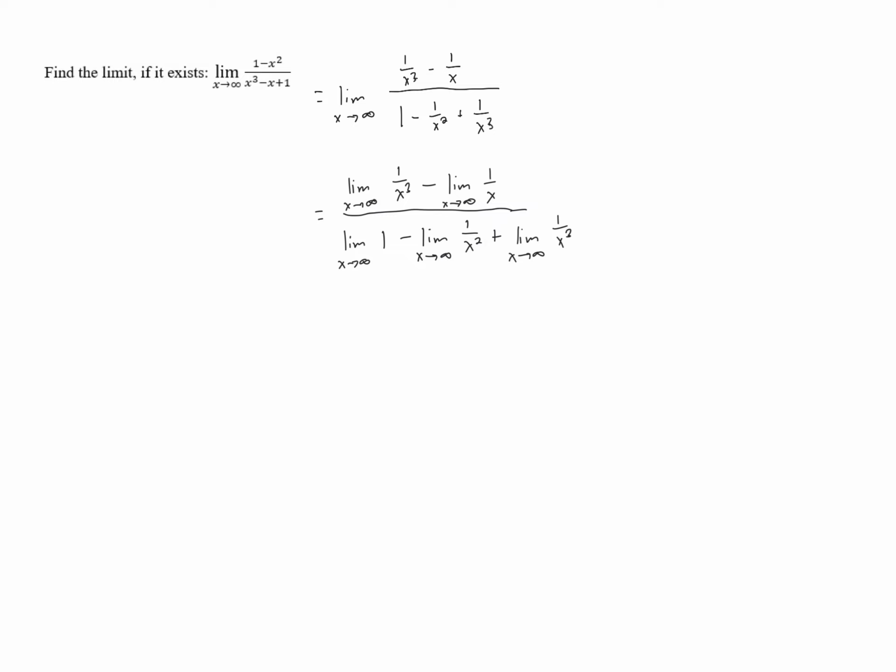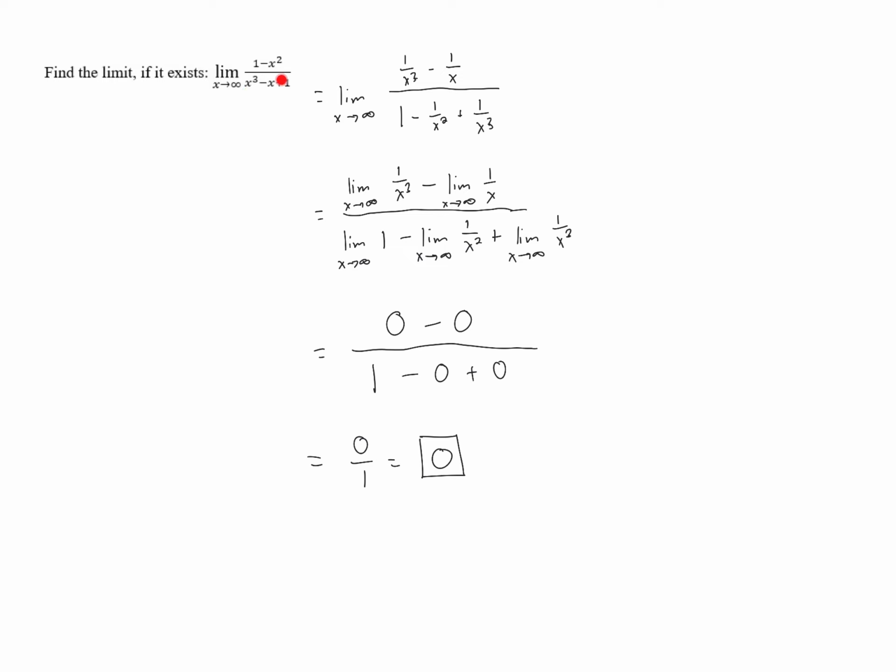And if we look at these, all of them are 0 except for one of them, right? The limit of a constant is that constant itself, so that is 1. But all of these are 1 over x to a whole number. We know that the limit of that as x approaches infinity is 0. This is going to be 0 minus 0, all over 1 minus 0 plus 0. In the end, that is 0 over 1, and 0 divided by 1 is 0. So the limit of this function as x approaches infinity is just 0.